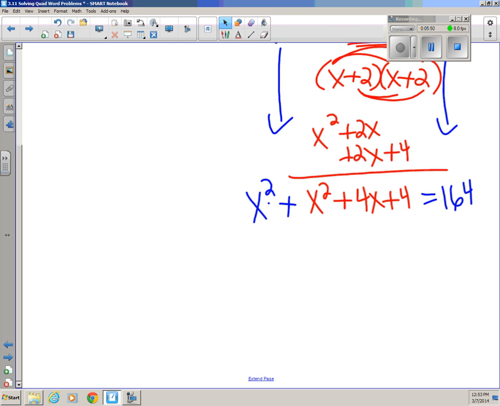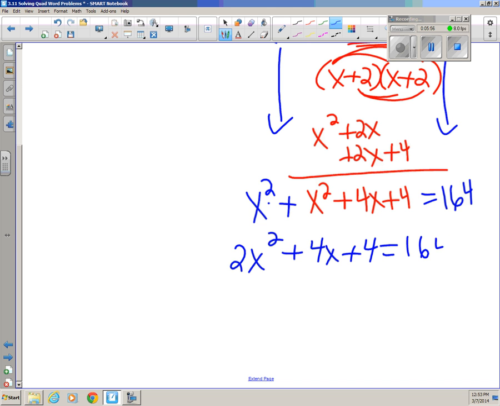Well, I notice that I've got like terms on the left-hand side. I really have 2x squared plus 4x plus 4 equals 164. You need to set the equation equal to 0.